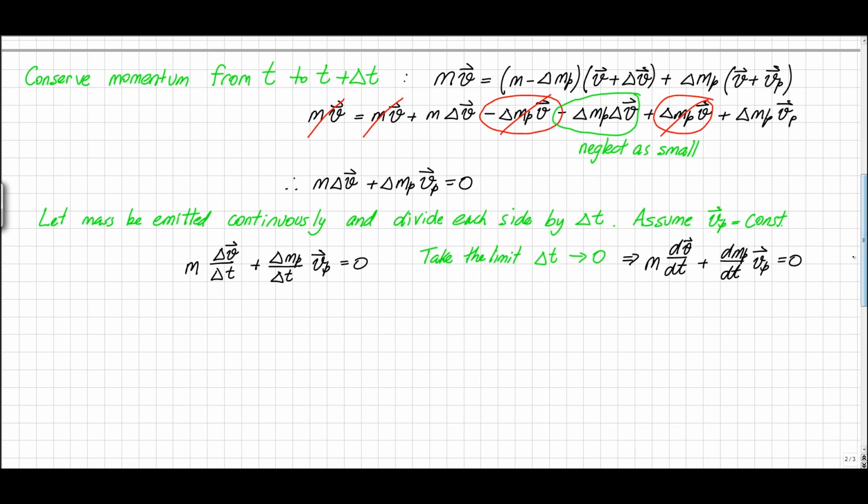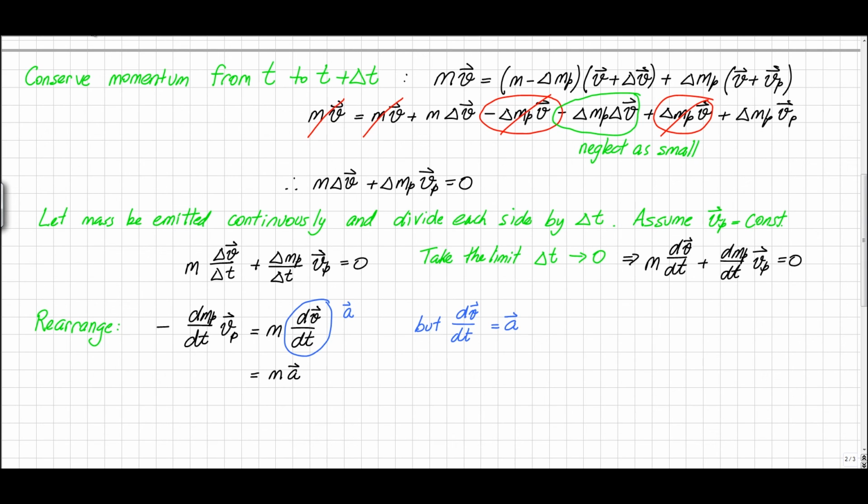Let's just move the screen down again, and let's rearrange this now, and write it as minus dmp dt times vp is equal to m dv dt. And let's just make a couple of points. Let's note that the rate of change of velocity with respect to time is just the acceleration. By definition, the acceleration is the rate of change of velocity with respect to time. So this term here is our acceleration. So the right-hand side is just ma. And so what we have there is that this ma is an effective force.